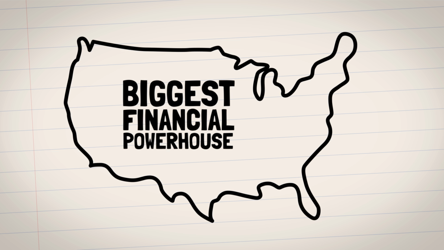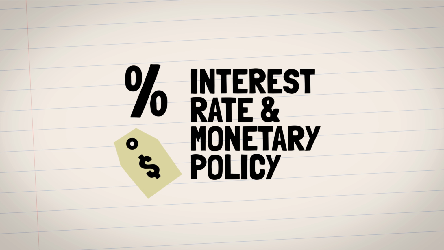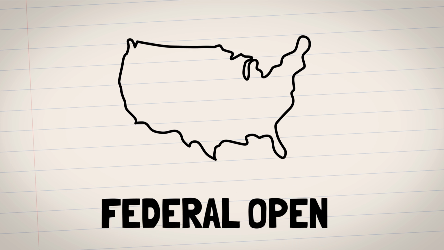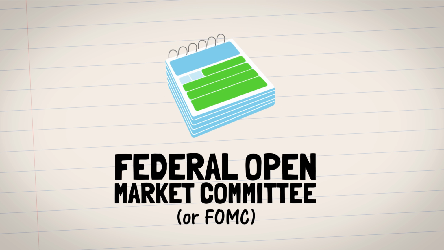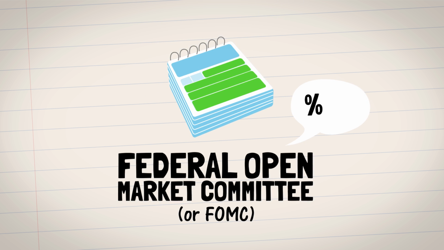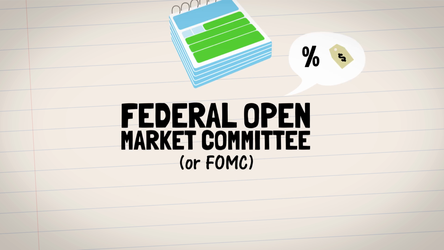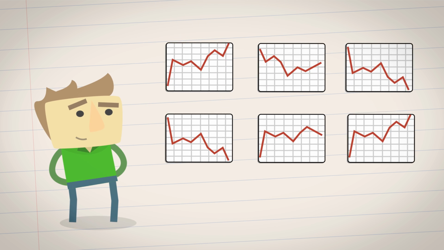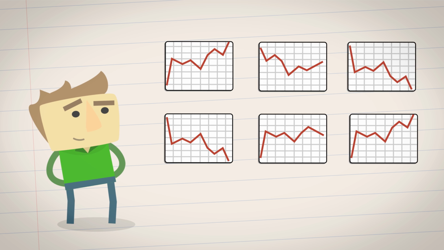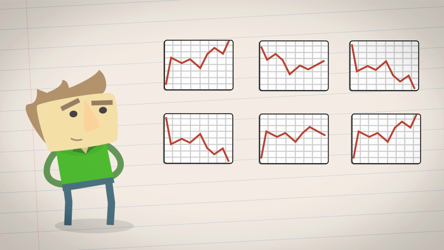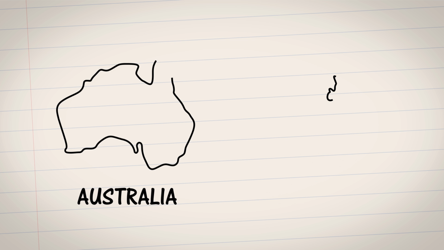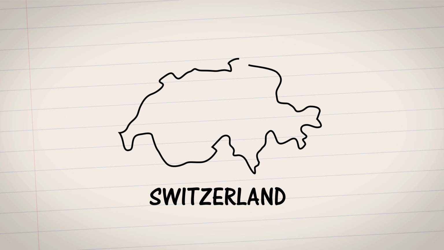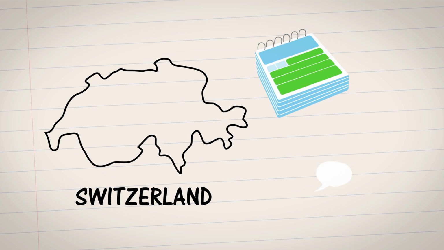So first, let's look at interest rate and monetary policy. For the US, the Federal Open Market Committee, or FOMC, makes scheduled announcements 8 times a year regarding interest rate or monetary policy. This can have a major impact on the markets because it affects the cost of borrowing and the money supply in the market. Other economies, such as the Eurozone, China, Australia, Japan, and Switzerland, have their own scheduled announcements where they set their interest rate and monetary policy.